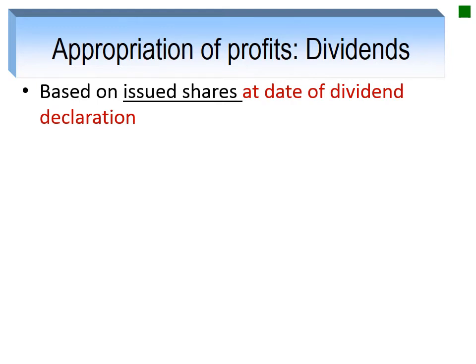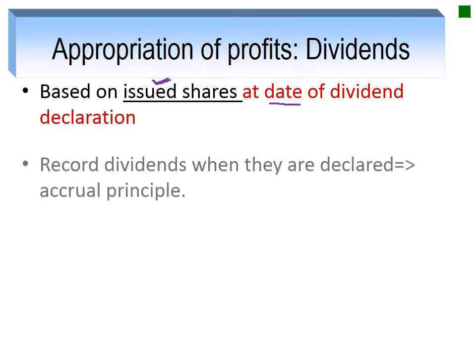When we work out a dividend, we give dividends based on the issued shares at the date that we declare the dividend. This can be any date that the directors decide. It could be the year-end date, but it could be any other date. So at that date, whoever has shares that they own, whose names are in the share register as the owner, they're the ones who will be entitled to the dividend.